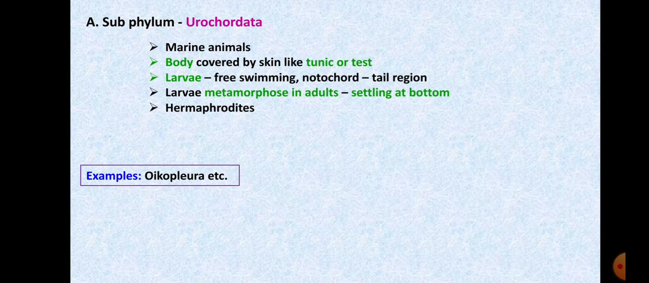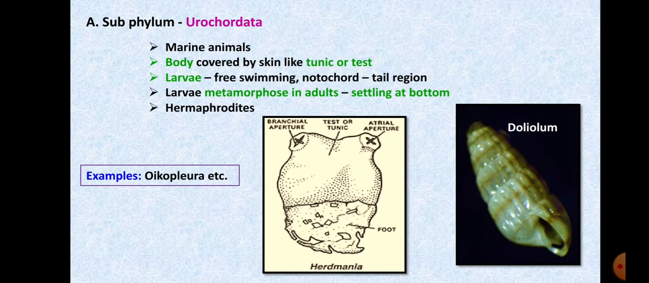Now these are all marine animals. You will find them in the waters. The body is covered by something called a test or tunic. You can see on the screen. Okay, just like our body is covered with skin and then you have hair, right? Some animals have fur, some have feathers. Similar way, here what they have is called a test or tunic.